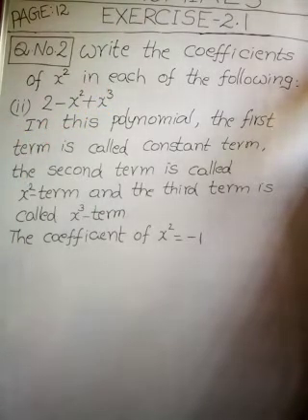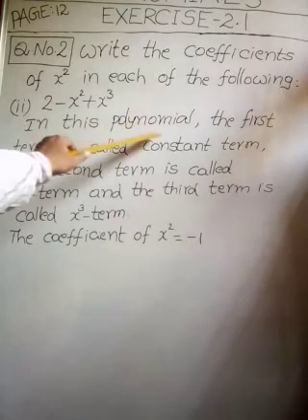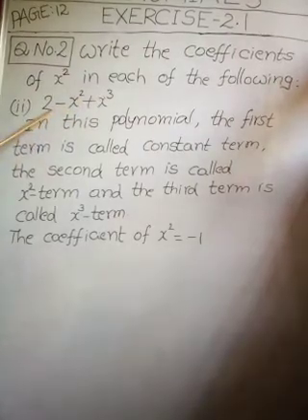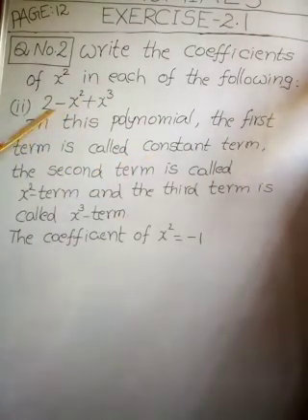Most of the students get confused about what the terms in a polynomial are and what they are called. That is why I am explaining in detail here. Please remember, please learn these points because this knowledge is very useful for your higher classes. Okay, my children, in this polynomial, the first term is called the constant term because no variable is there.